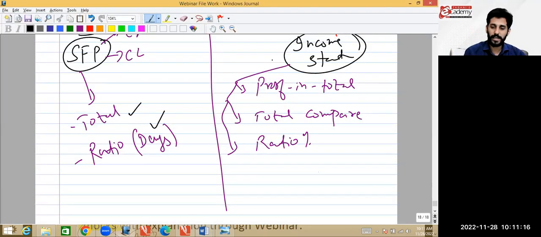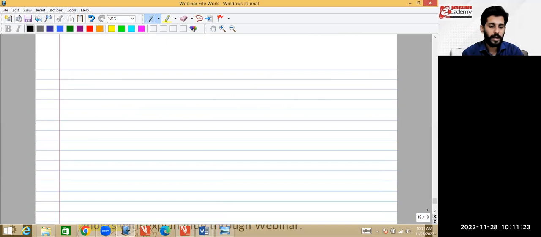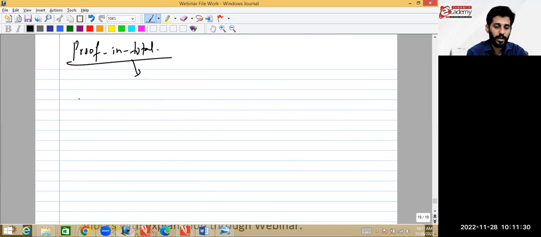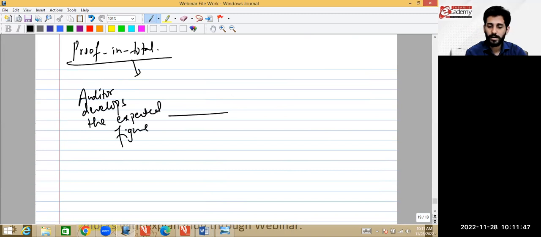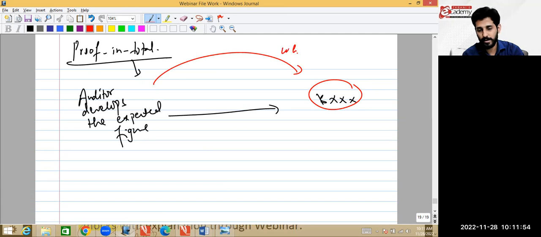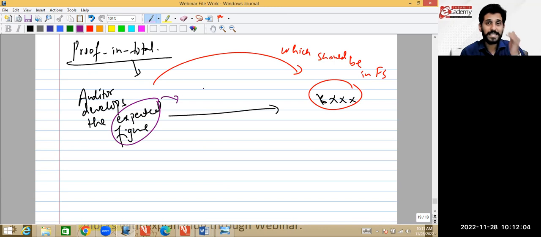While drafting the answer for the income statement, you will be writing these total comparison, ratios and the proof in total. Now, what is the proof in total? In the proof in total, first of all, the auditor develops the expected figure. This is the expected figure which should be in the financial statements. And how the auditor develops the expected figure, that is average sales.